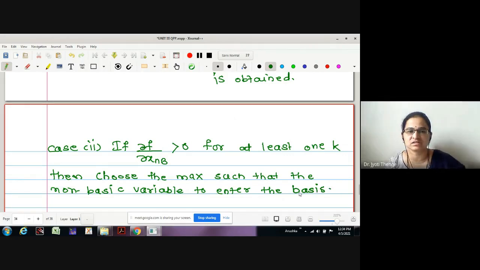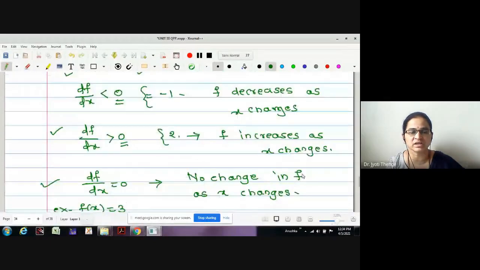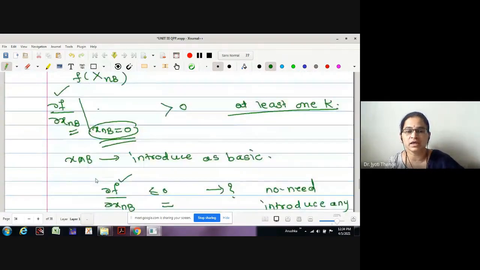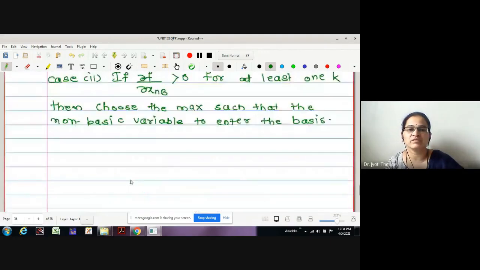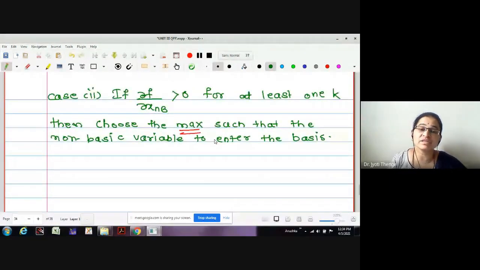Now, as we have discussed at the starting, if ∂f/∂x1 is greater than ∂f/∂x2, then the change in which variable gives us the better increment? No doubt the partial derivative which is giving us the maximum value. That's why here also, if we obtain more than one partial derivative to be positive, then we will choose the maximum among them, because that variable will give us the better improvement if we change it. Therefore, we will select the corresponding variable to enter the basis.